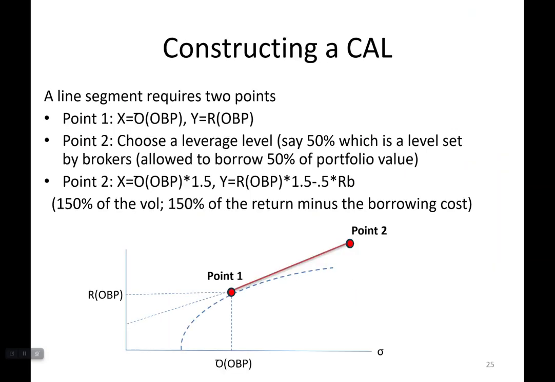I am going to create an arbitrary point. We know what point 1 is. That's maximizing the Sharpe. Point 2 is just going to be an arbitrary point. Here's one I'm going to pick.